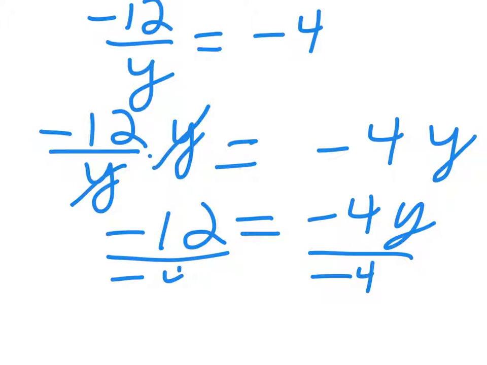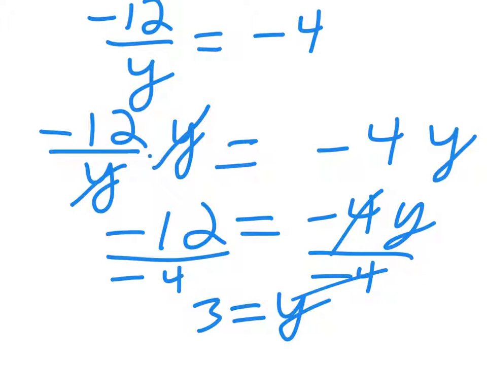All right, and then negative 12 divided by negative 4 is positive 3. And over here, our negative 4's cancel out. y equals 3. As always, we want to double check by replacing the y with 3 up here in our original equation. And negative 12 divided by 3 is in fact negative 4.